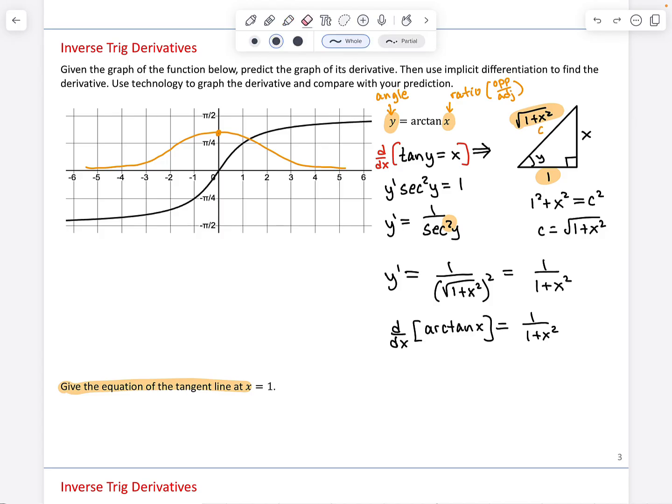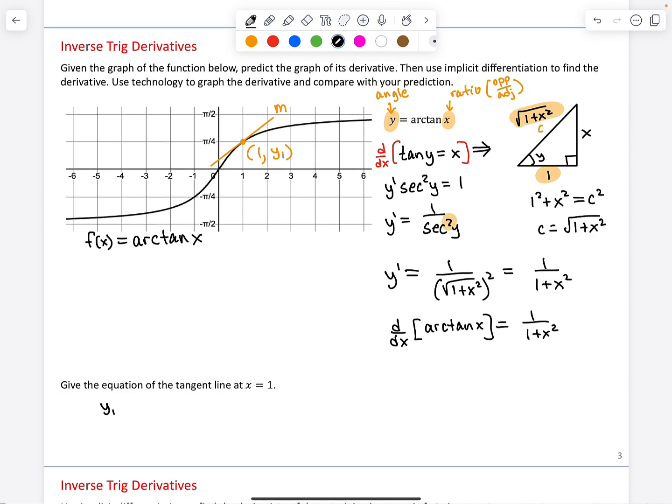I'm going to hide our predicted graph to declutter this image. When x is 1, we have a point right here and some sort of tangent line at that point. Okay, so we need to know the coordinates of this point. The x-coordinate is 1, and the y-coordinate I'll call y sub 1. And we need to know the slope of this line, which I'll just call m for now. Let's use function notation. So we have f of x equals arctangent of x. So the y-coordinate we're after can be found by plugging 1 into the function. So it's the arctangent of 1.